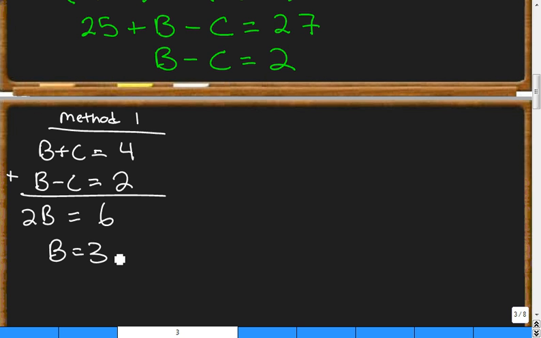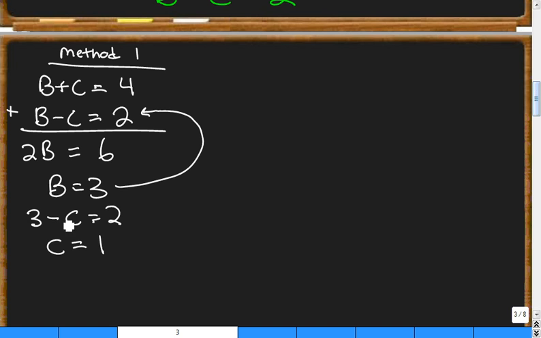We would then go back into one of these equations and say, okay, if B is 3, then we have 3 minus C is 2, and we would have C to equal 1. So this is one way for us to solve our equation.